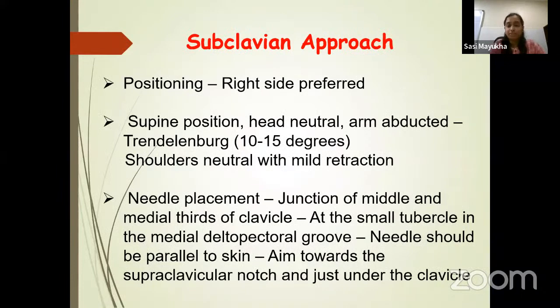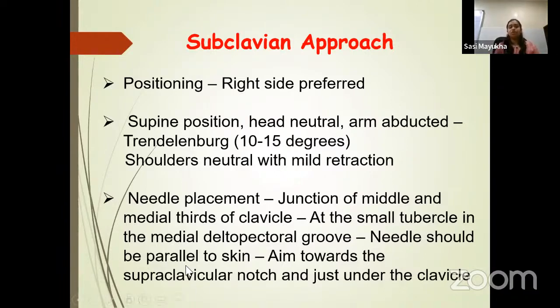Next, moving on to the subclavian approach. In the subclavian approach also, the right side is preferred. As for both the internal jugular and the subclavian, why did I say right sided is preferred? Because most commonly on the left side, a longer catheter length is required, so the length of the catheter has to be chosen accordingly. The other thing is injury to the thoracic duct.